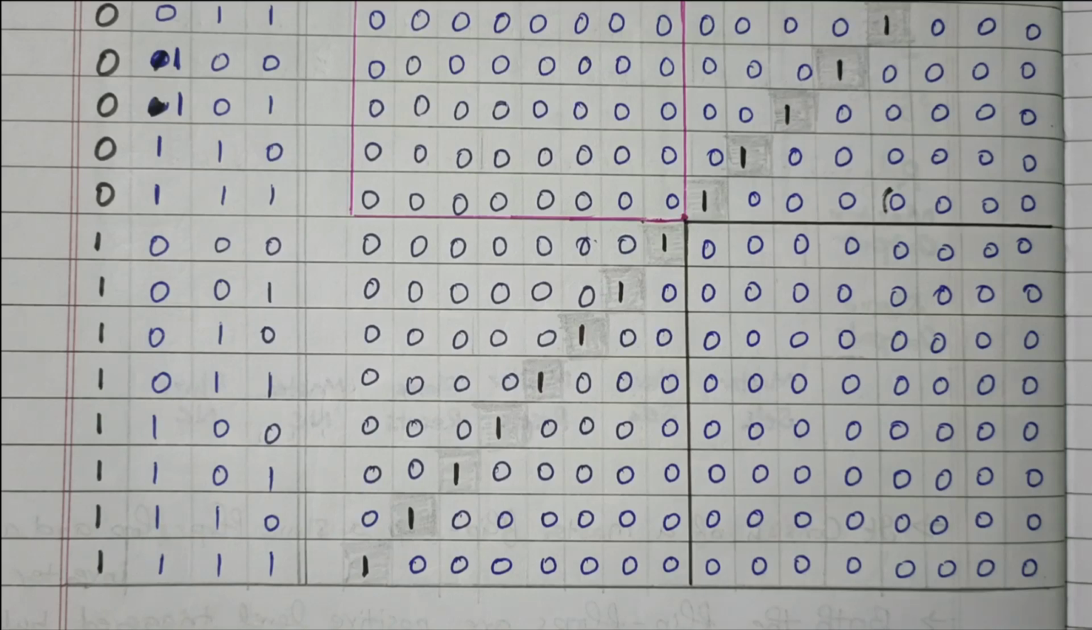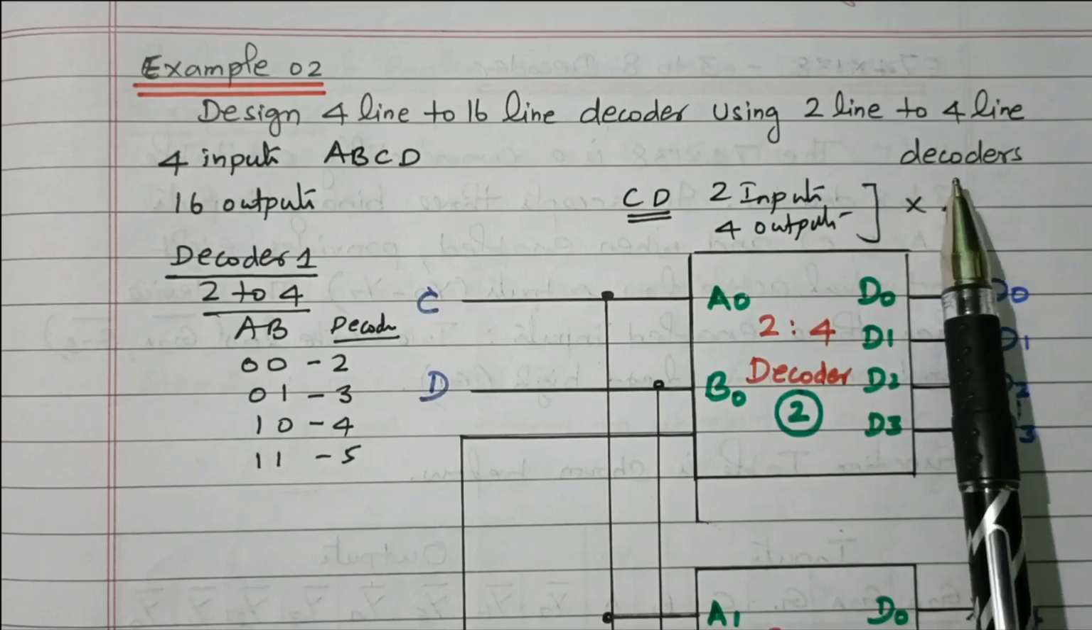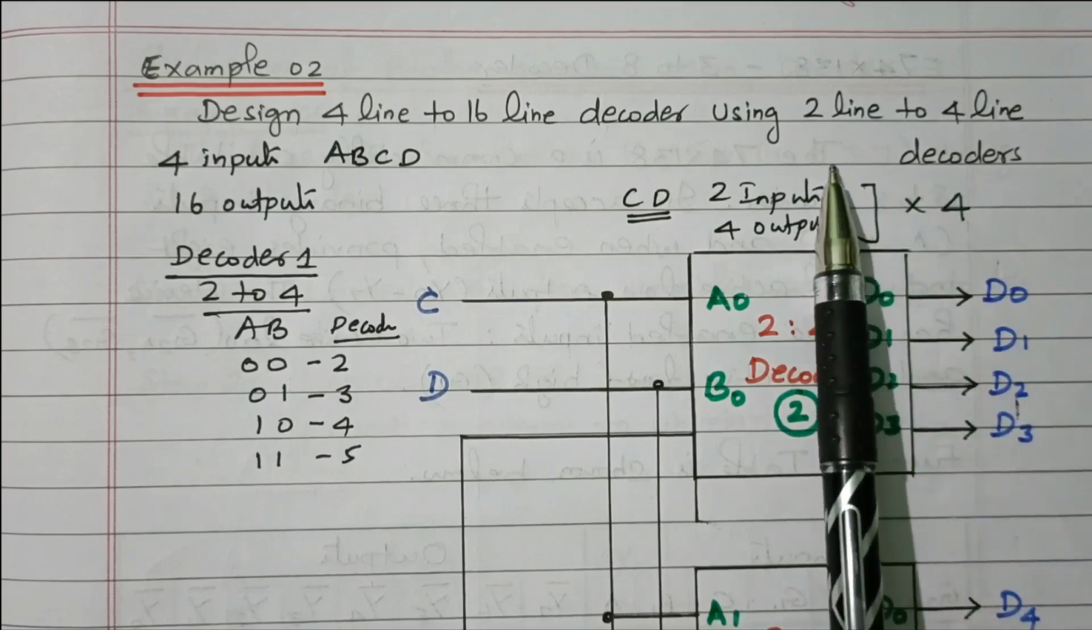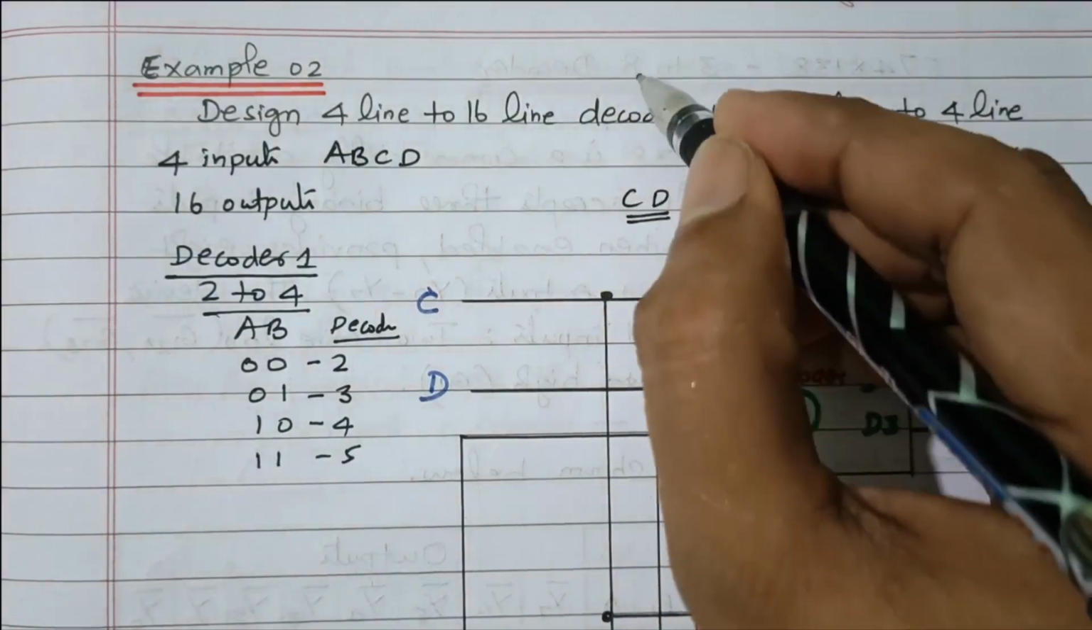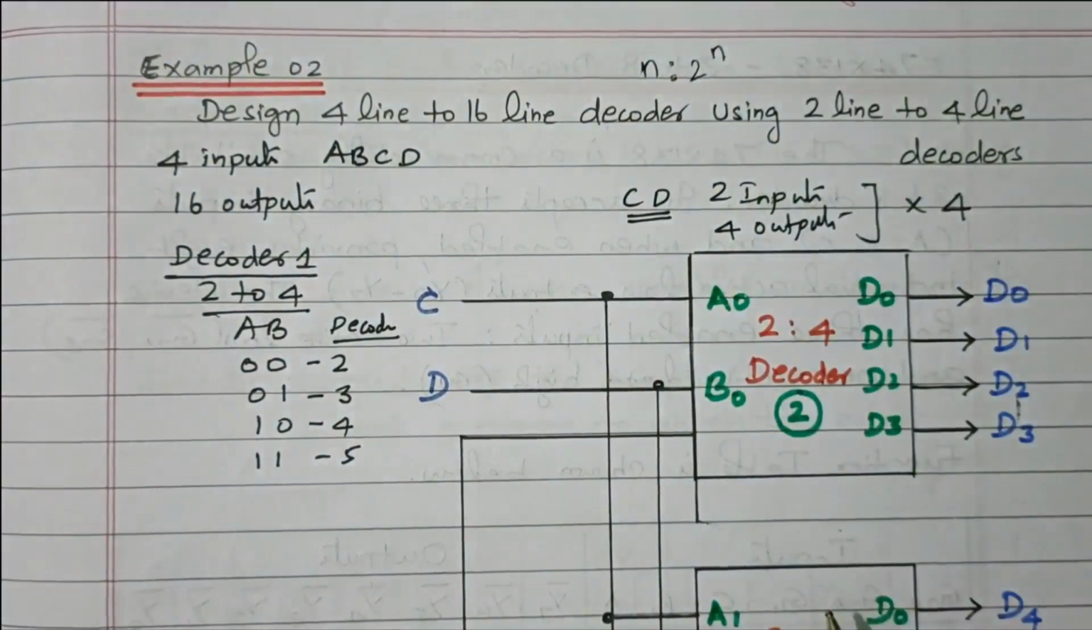Thank you for listening. Welcome viewers, in this video we will see the design of 4 line to 16 line decoder using 2 to 4 decoders. We know that a decoder is a device having n inputs and 2 to the power n outputs.